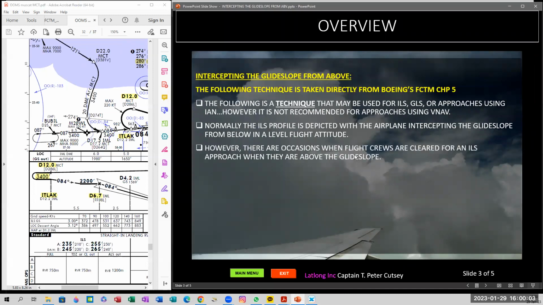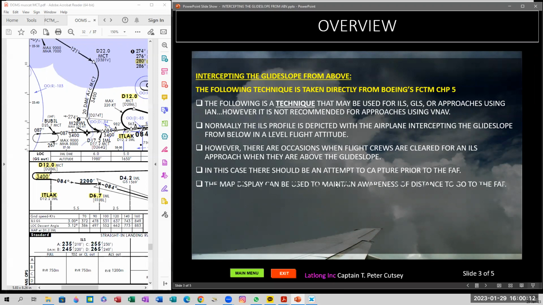All right, so in this case, there should be an attempt to capture prior to the final approach fix. The map display can be used to maintain awareness of distance to go to the final approach fix. The use of the autopilot is also recommended.